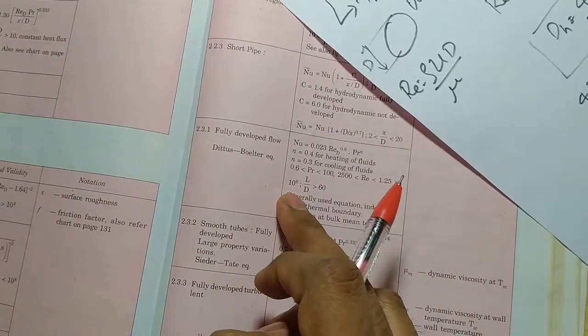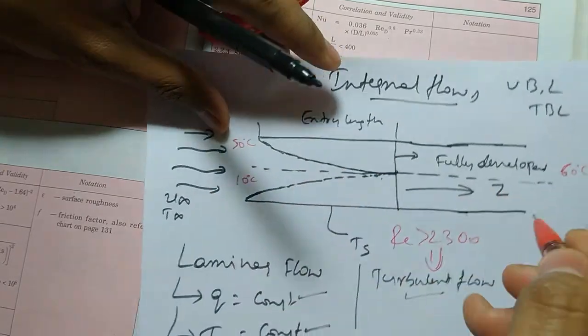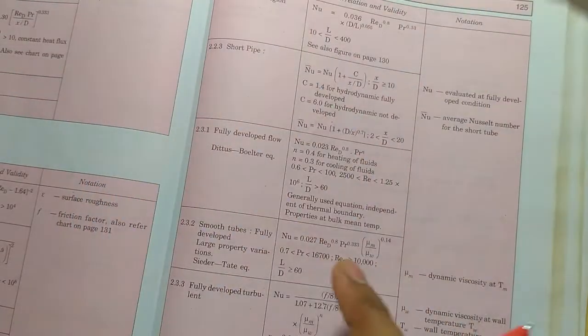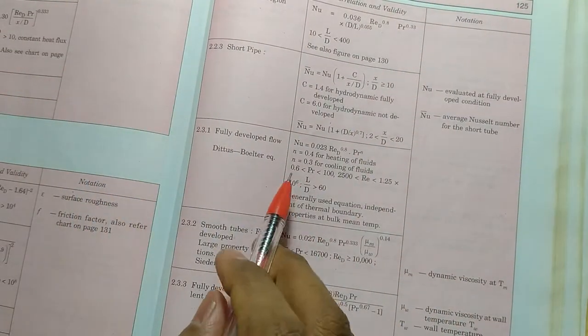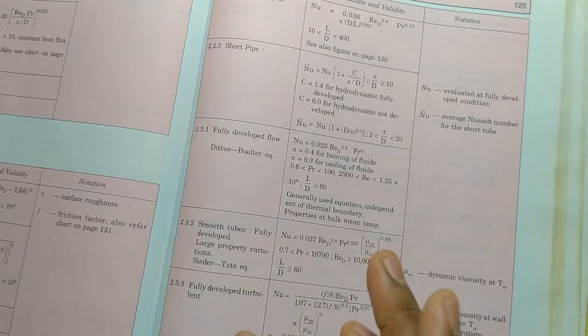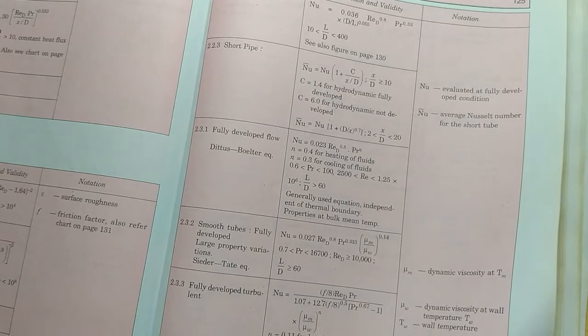Suppose for the second condition, the fluid is entering at 50 degrees centigrade and leaving at 20 degrees centigrade, this is the cooling of the fluid. In that condition you have to take n equals 0.3. This is the condition. For turbulent flow, in most of the cases we are using this equation only. You go through that one.